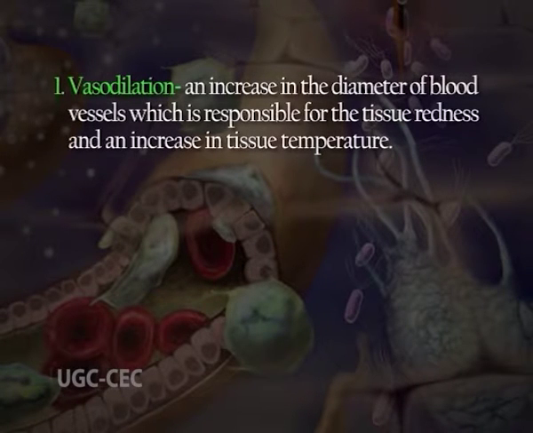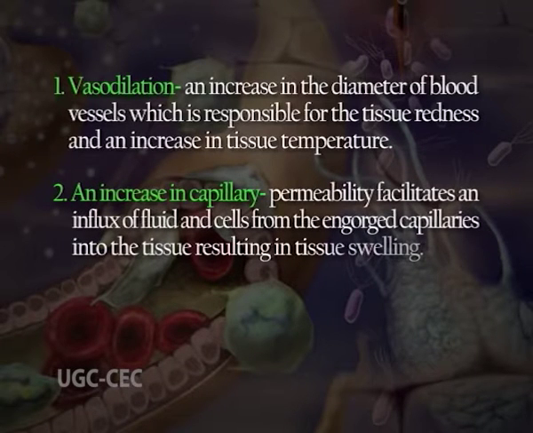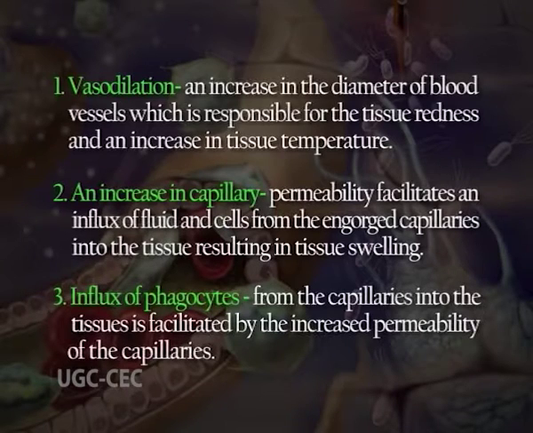Vasodilation, an increase in the diameter of the blood vessels, is responsible for the tissue redness and an increase in tissue temperature. An increase in capillary permeability facilitates an influx of fluid and cells from the engorged capillaries into the tissue, resulting in tissue swelling. Influx of phagocytes from the capillaries into the tissue is facilitated by the increased permeability of the capillaries.